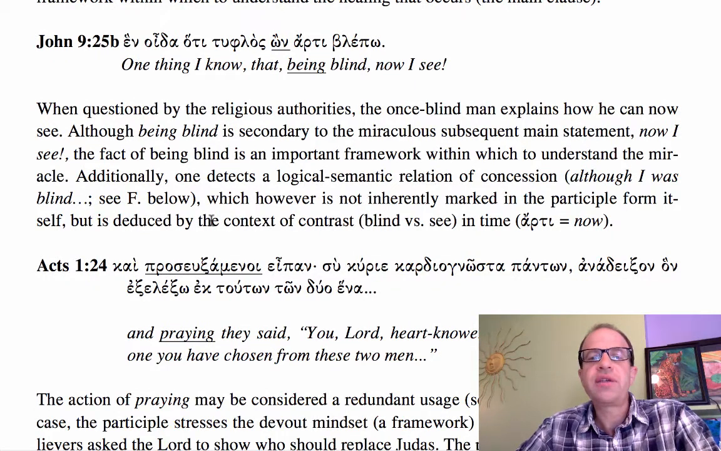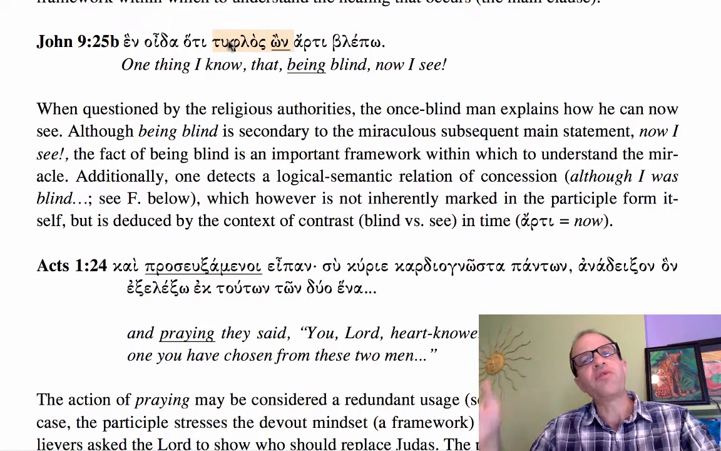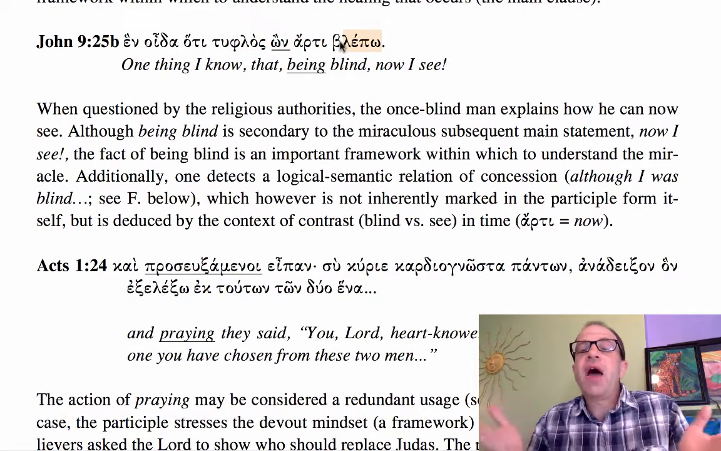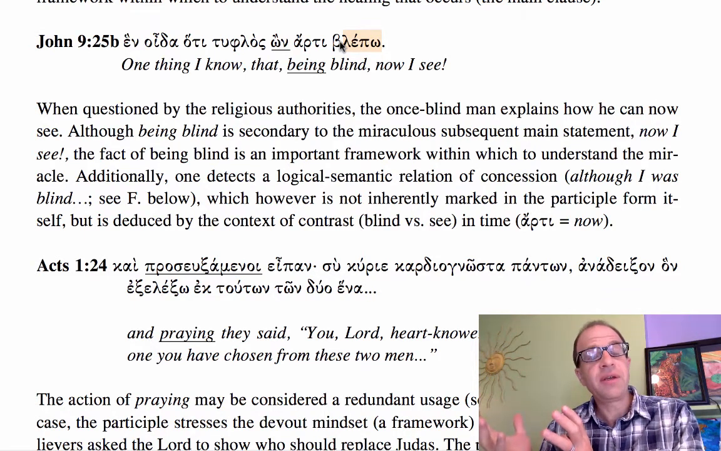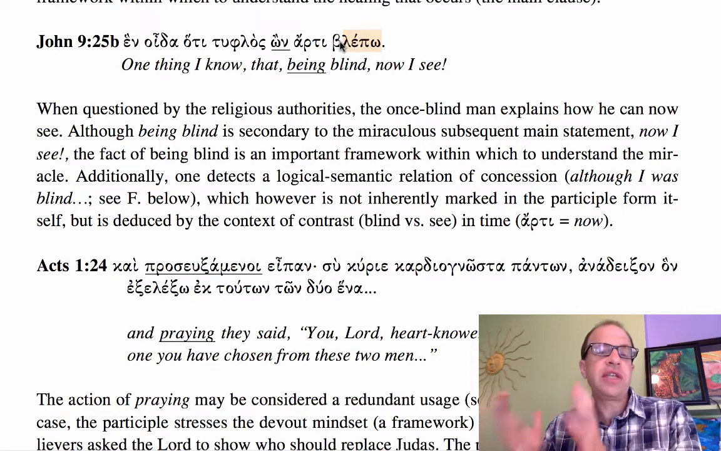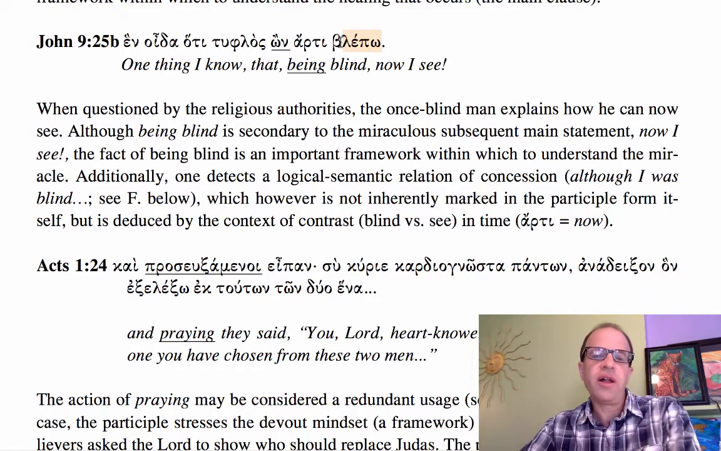And so here is an example. One thing I know, that being blind, now I see. This idea of being blind is an important framework for the main verb. In this case, the main verb is now I'm seeing. So an important framework to understand the main verb is the fact that this guy was blind. He couldn't see prior to Jesus healing him. It's not really procedural, but it's an important framework for what follows.